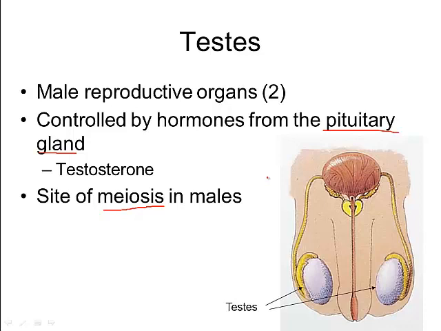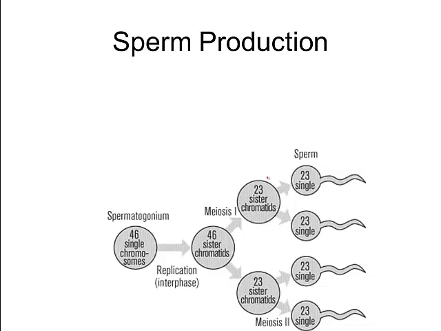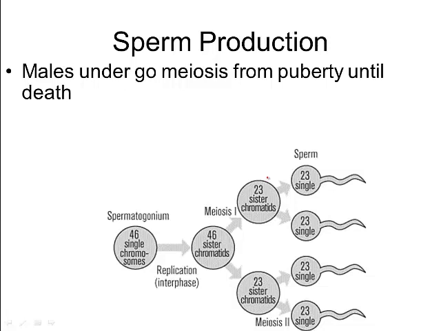Sperm production is different in males. Males will start to undergo meiosis from the time that they start puberty until death. So males are able to make sperm for their entire lifespan. Women can only make eggs from the time that they start puberty until they go through menopause, which is usually somewhere in the 40s to 50s.